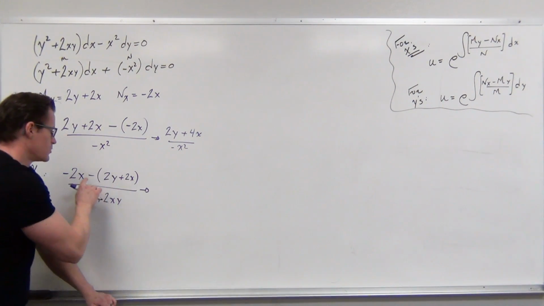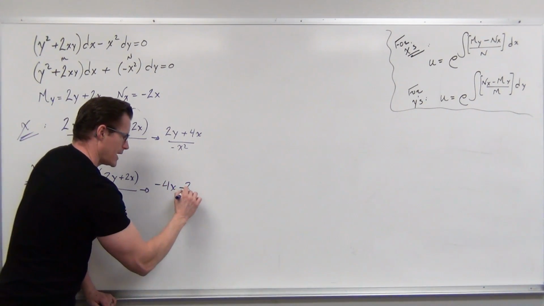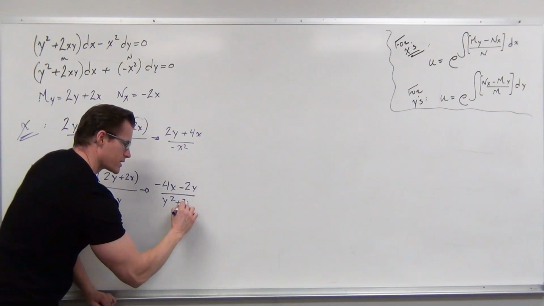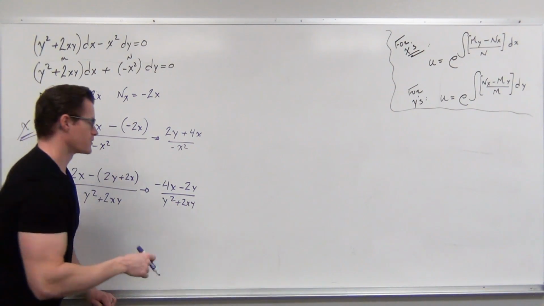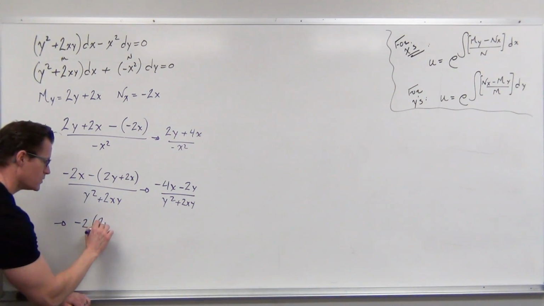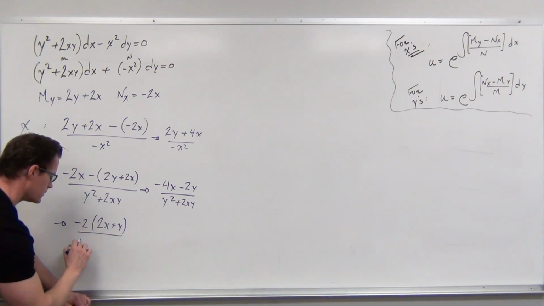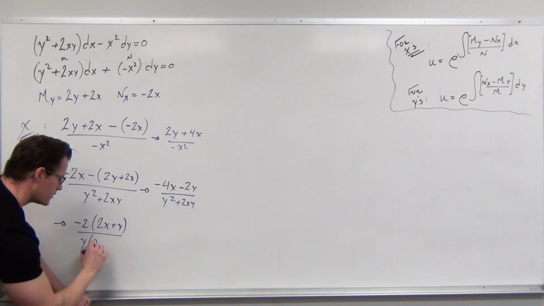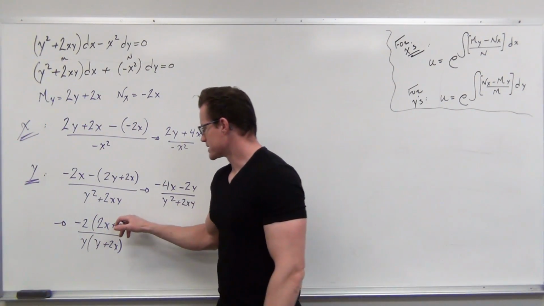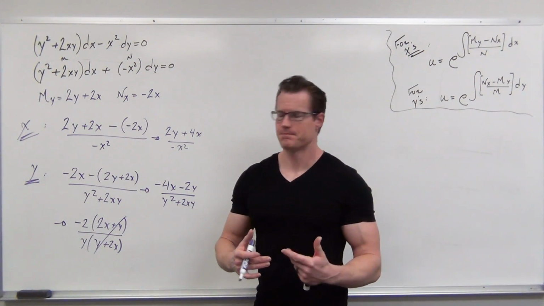If we do simplify it, this will be negative 2x minus 2x. That's negative 4x minus 2y over, well, let's see, y squared plus 2xy. That's not too bad. Maybe we try to factor that. So let's factor out a negative 2 and get 2x plus y. Let's factor out a y and get y plus 2x. You go, oh, I know about commutativity of addition. I know that these are exactly the same and I can simplify them. And that gives us a function that's just in terms of y.